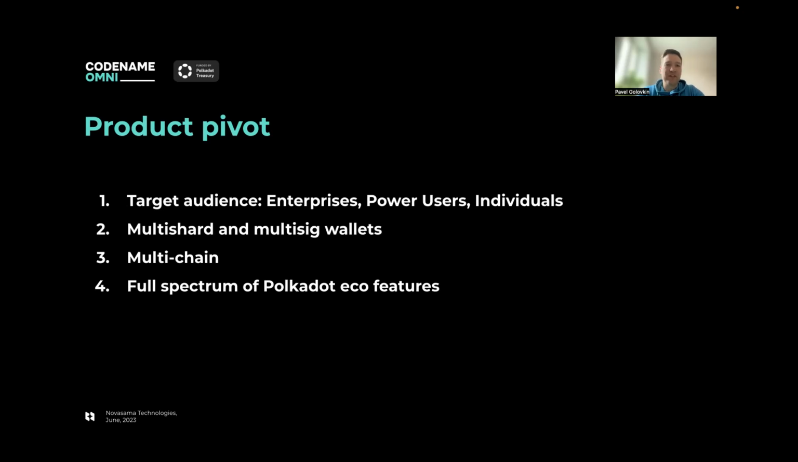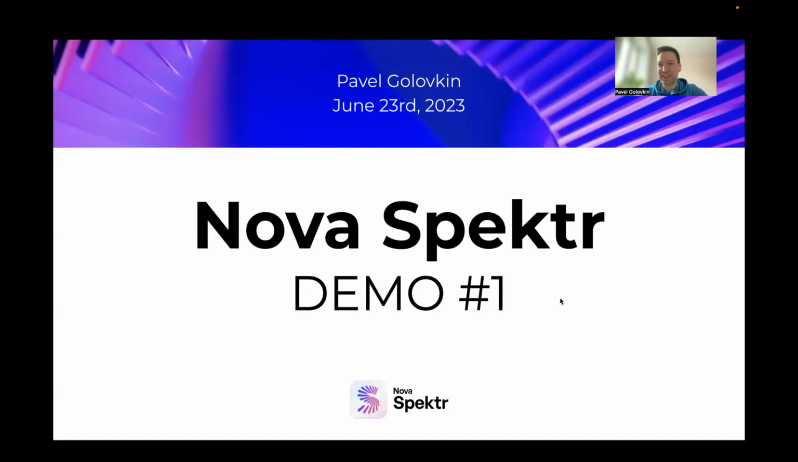And we have multi-shard and multi-sig wallets, and our application is multi-chain. It works with more than 63 chains right now. And also it is multi-asset. And we start thinking that comparing to the proposal that we made about a year ago, it's really huge spectrum of features that we provide to the Polkadot ecosystem. Because now we have not only the multi-sigs and transfers, we also have staking. The decision was made to name our project Nova Spektr.